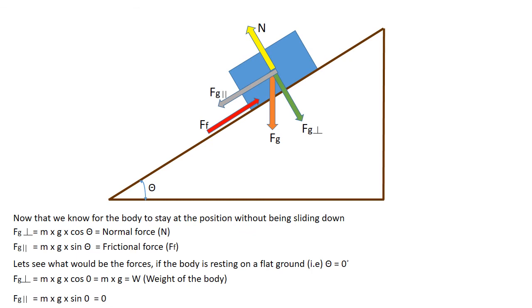Finally, let's analyze the practical implication of the formulas. For that, let's consider the object to be lying on the ground, that is, the value of theta being 0. Upon substituting the value for theta as 0, we get the perpendicular component of gravitational force to be m times g, which is the weight of the body itself as was explained before, and the parallel component of gravitational force to be 0, indicating that the body is free from any sliding and frictional forces.